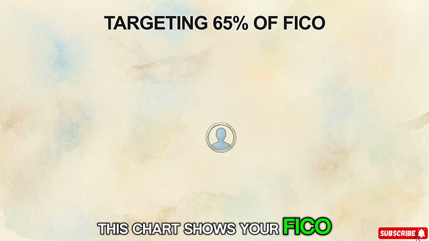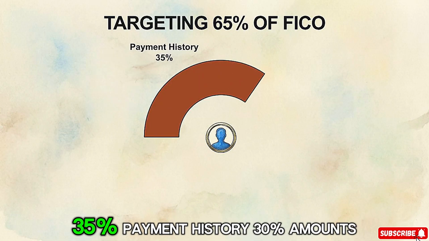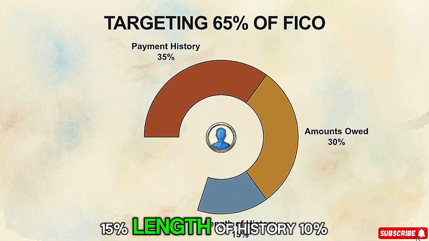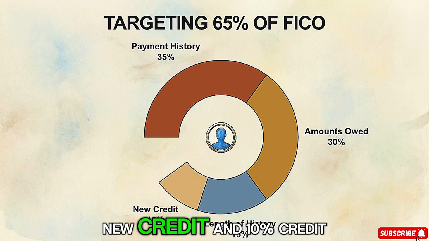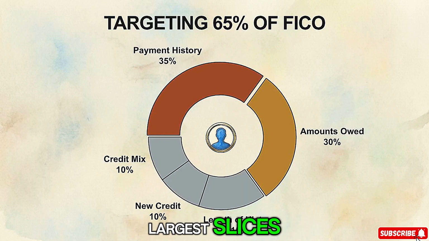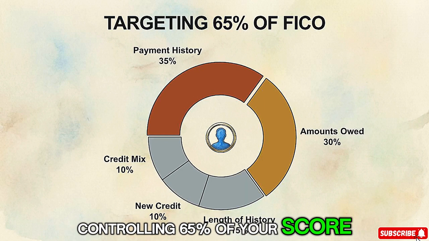This chart shows your FICO score formula: 35% payment history, 30% amounts owed, 15% length of history, 10% new credit, and 10% credit mix. We will optimize the two largest slices, controlling 65% of your score.